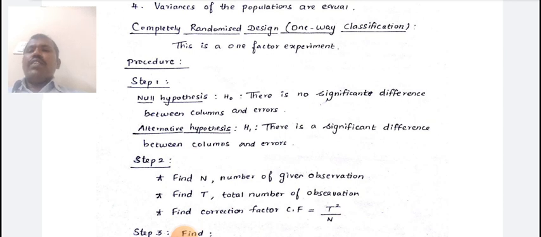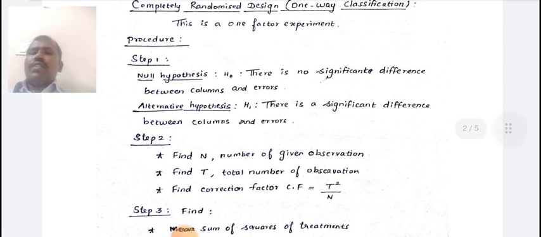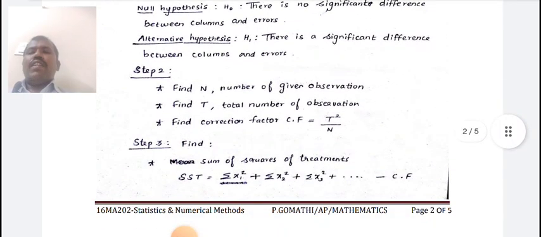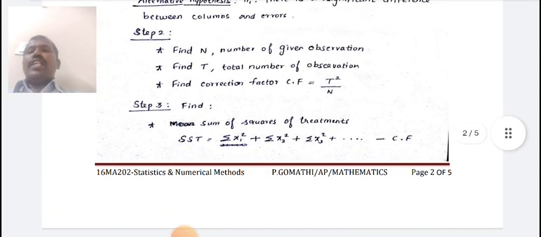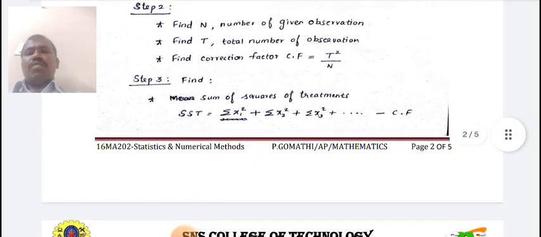Step one, write H0 and H1. H0 is the null hypothesis: there is no significant difference between columns and errors. H1 is the alternative hypothesis: there is a significant difference between columns and errors. Step 2, find the value of N. N means the number of given observations. Find T. T is the total of the observations.